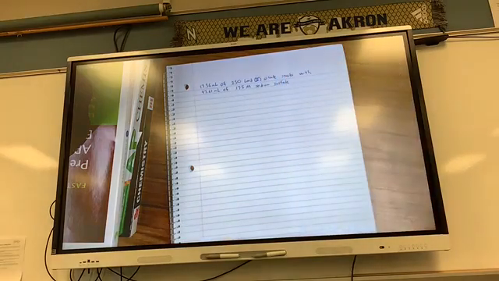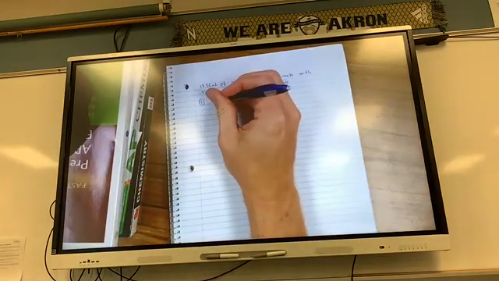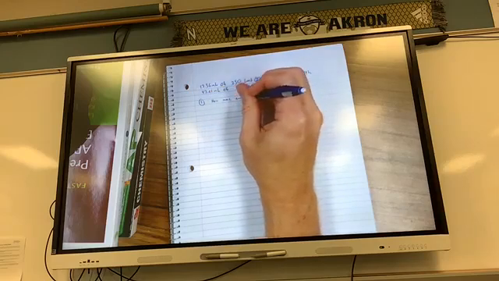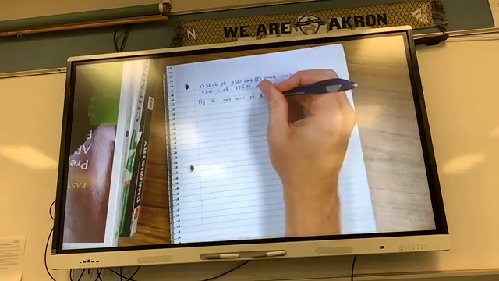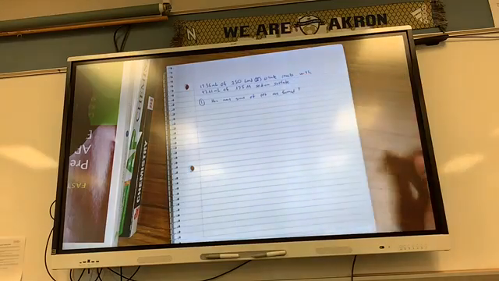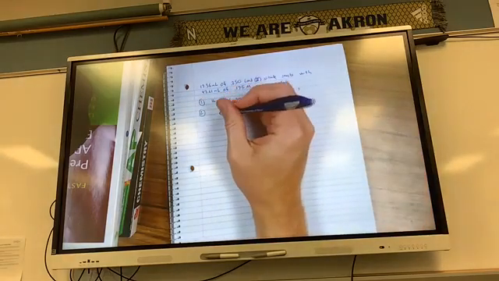Do you guys have your solubility rules on the blue sheet? Do you have your yellow sheet? You're probably going to want those. So I have a couple questions for you. Number one is how many grams of precipitate are formed? You already know how to do that. That's review from yesterday.